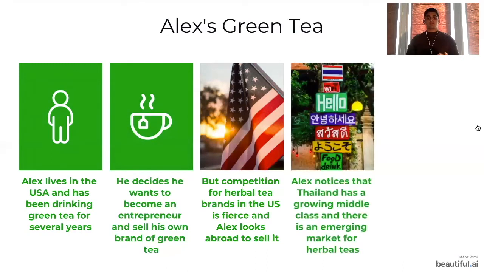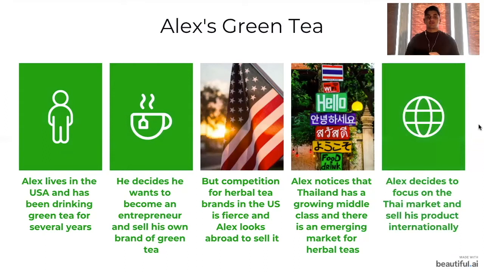But what he does is he notices that Thailand has a growing middle class, and it actually does in reality as well. And what the middle class love to do is to have extra money to spend on things that perhaps they don't need. And so there's an emerging market for herbal teas, right? People are richer, they're making more money, they have more free time, and so they'll drink things like green tea, right? So there becomes this market in Thailand.